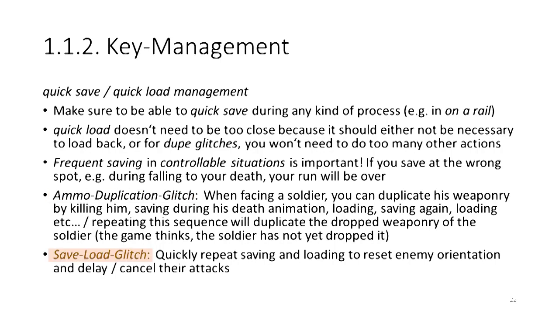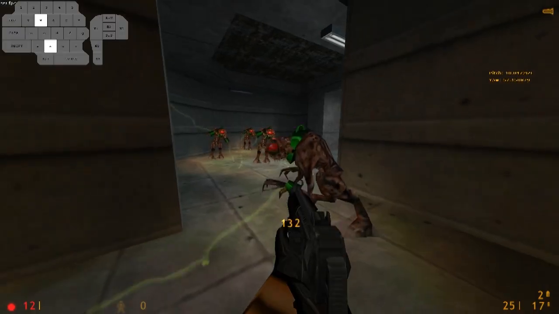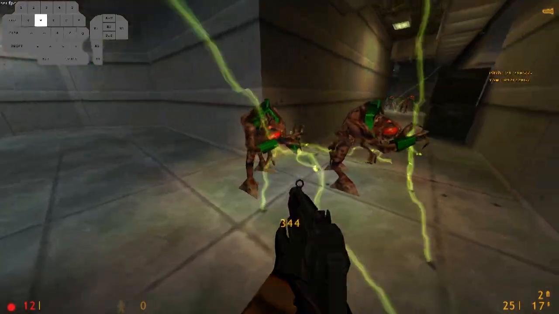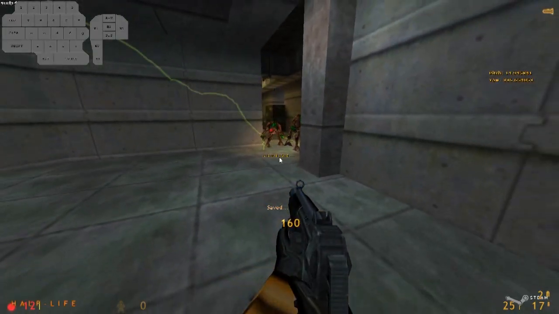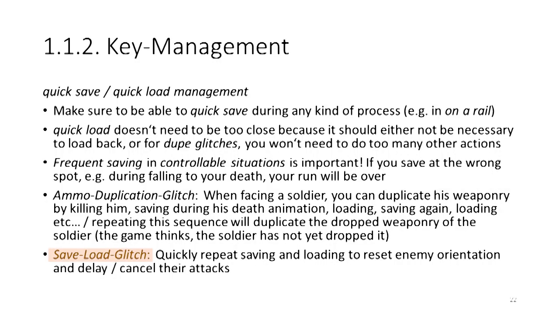With the save load glitch, you can cancel the attacks of enemies, most of all Vortigons. When they charge up electricity to fire at you, you have some time to quick save and quick load again, so that they have to repeat their charging process from the beginning before they can fire at you. You can repeat this process as many times as you like and get past any Vortigons without getting hit.